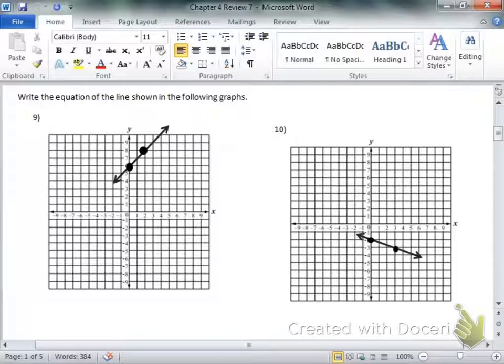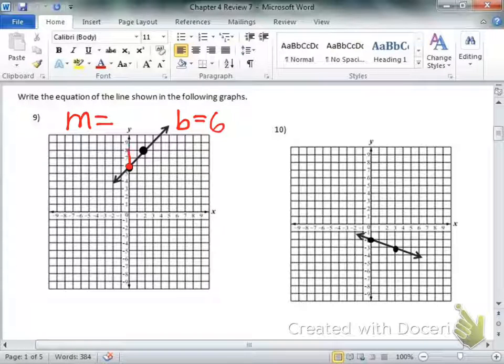Same setup on 9 and 10. You just have to find m and b before you can write the equation. I don't just give them to you. So m is the slope, b is the y-intercept. The b is always the easiest. Just look at where it hits the y-axis. It hits the y-axis at 6. So b equals 6. Just like yesterday in our Chapter 3 review, the m is the slope, and we find it using rise over run.